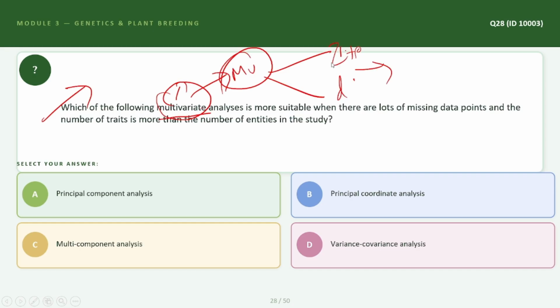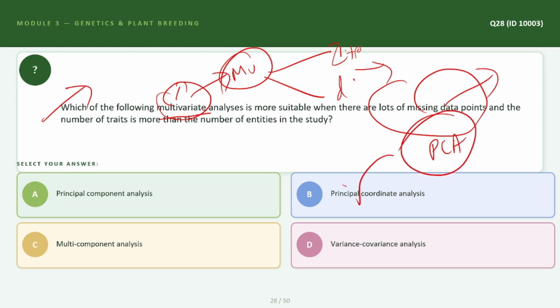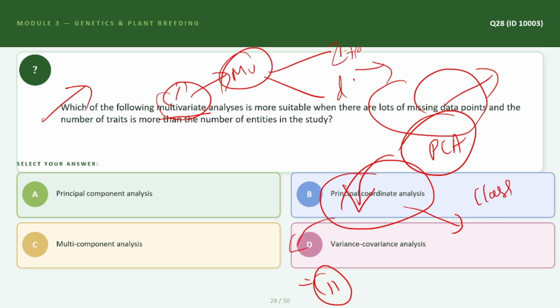But here, if there is a lot of missing data, you cannot use PCA actually. You can use principal coordinate analysis. If you want it in detail, read the APSing and BDSing book, 11th chapter, or there is one classical paper in Crop Science, I think, by Mohammadi et al.